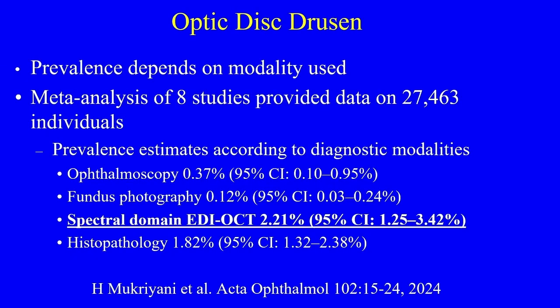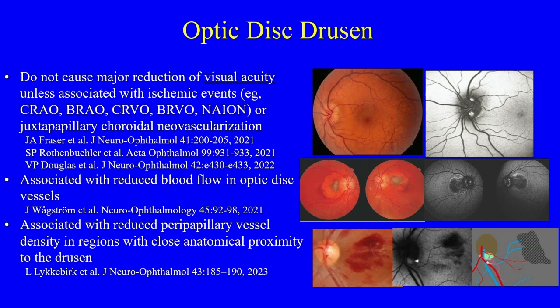The prevalence has varied depending on what sort of modality you use. There was a very nice paper this year in which they looked at the prevalence estimates of drusen depending on what type of procedure you did, whether it was ophthalmoscopy alone or fundus photography. And it turns out the spectral domain enhanced depth imaging OCT gives you probably a fairly correct prevalence of about 2.25%. And that goes along pretty well with the histopathology as well, which is somewhere in that range of about 2% of patients having disc drusen.